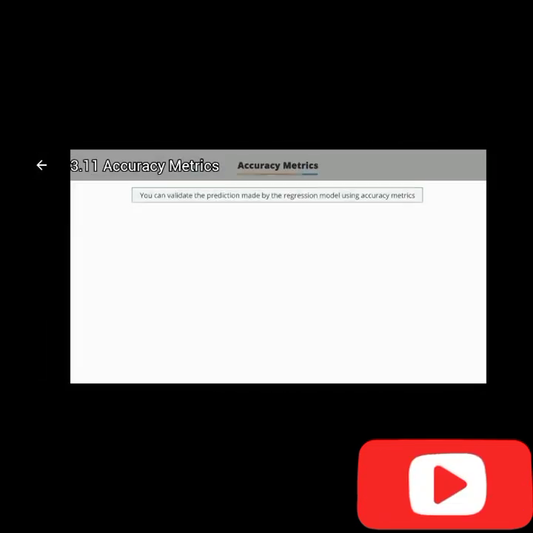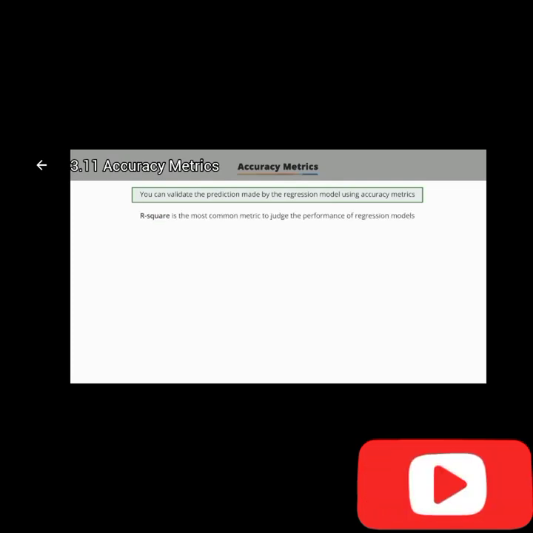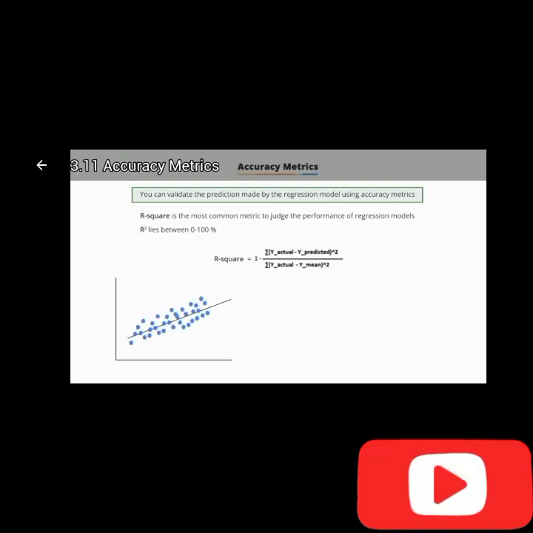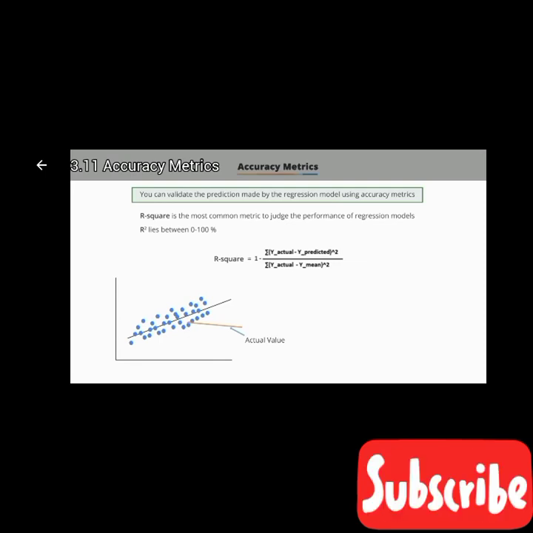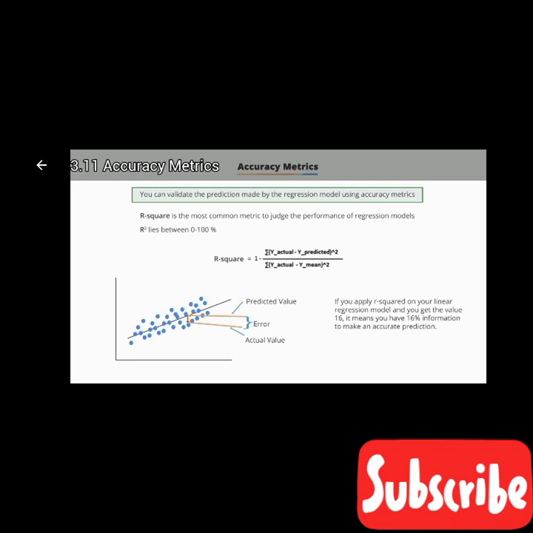Accuracy metrics. Now that you know how to use a regression model to make a prediction, you can validate your prediction using accuracy metrics. R-squared is the most common metric to judge the performance of regression models. Its value lies between 0 and 100%. The equation of R-squared is represented here, where Y actual is the actual outcome value, Y predicted is the predicted value of Y, and Y mean is the average value of Y. If you apply R-squared on your linear regression model and you get the value 16, it means you have 16% of the information you need to make an accurate prediction about the price.